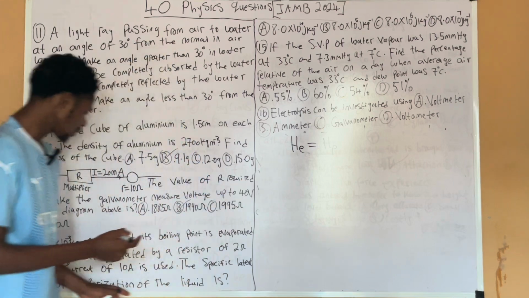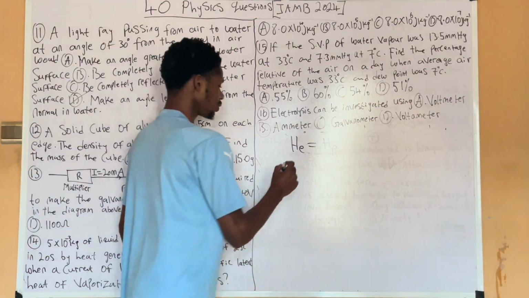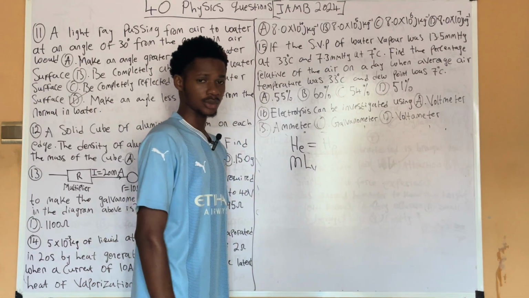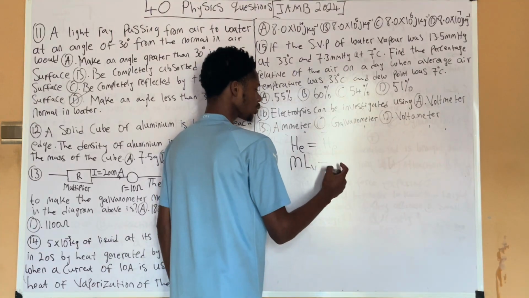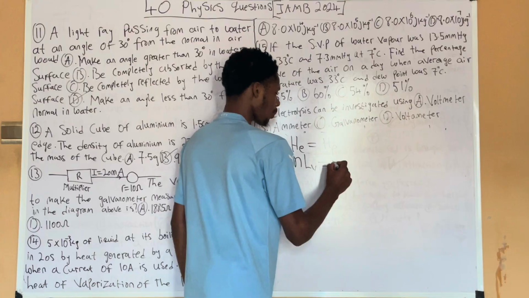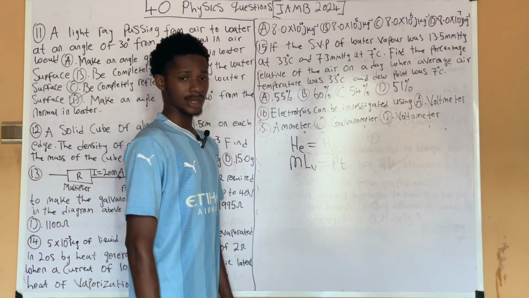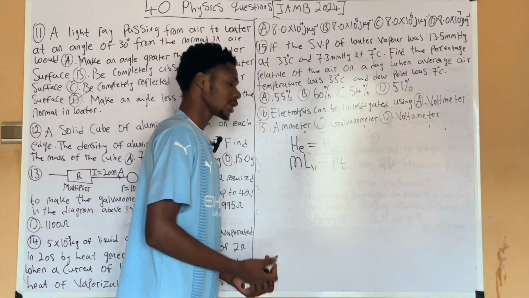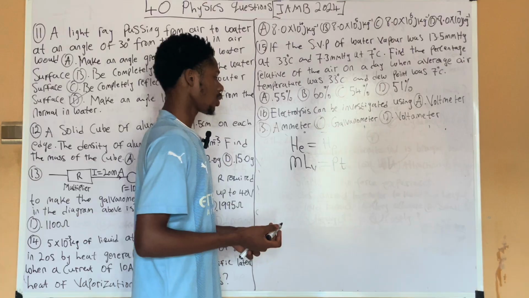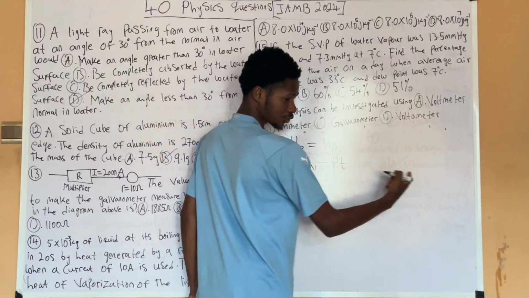Now, since it is at its boiling point and at the point of evaporating, the heat energy will be the mass times the latent heat of vaporization, and it is equal to the heat generated by the power. It is simply power times time. Power, on the other hand, is current times voltage, or current squared times resistance, or V squared over R. Any of these formulas can be used.